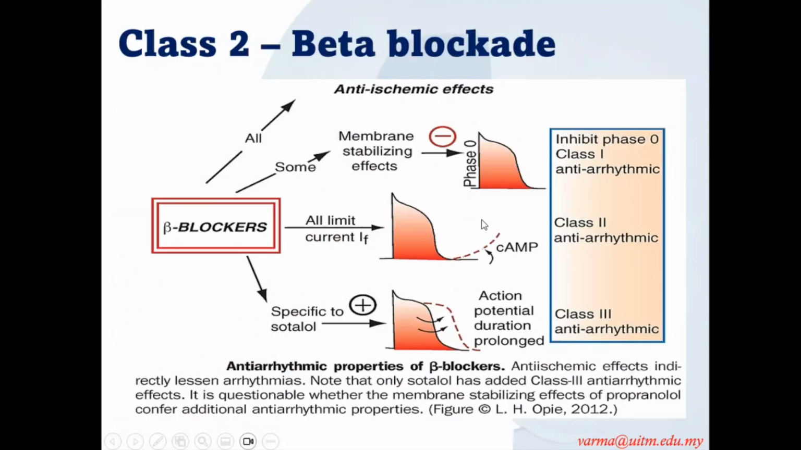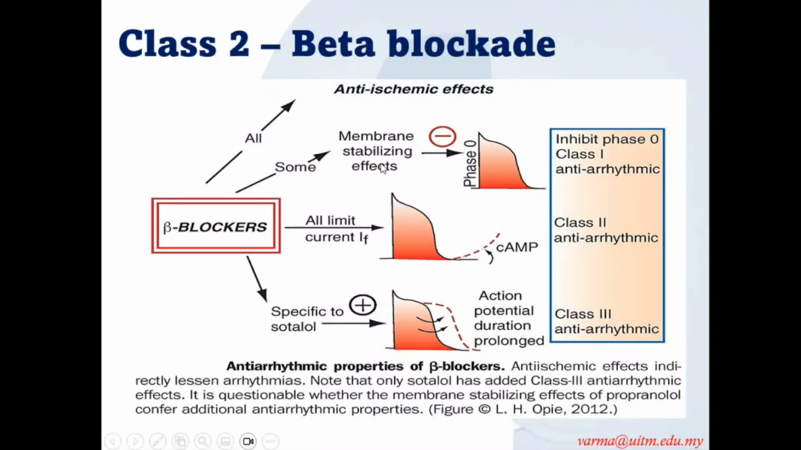Okay. Then class 2, beta blockade, is a receptor blockade rather than ion channel blockade. So what happens? Beta blockers, all of them have an anti-ischemic effect, because they are sympatholytic. In a patient with ischemic heart disease, you cannot work the heart too much. You have to offload the heart. So you have the anti-ischemic effect. You reduce the heart rate, you reduce the conduction, you reduce the myocardial oxygen demand, so less ischemia.